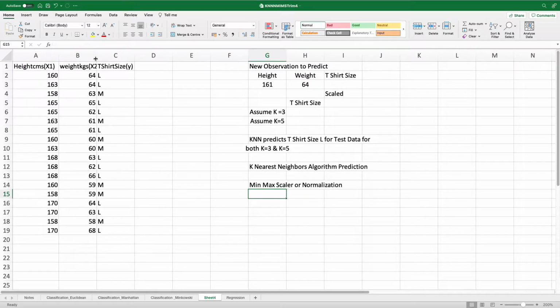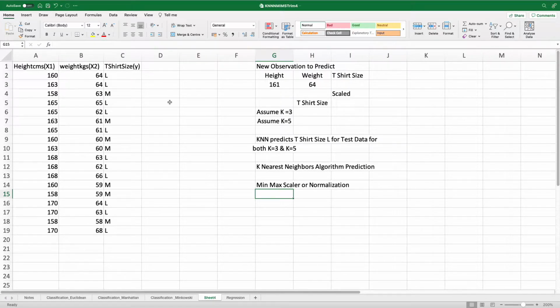So again, we have to predict the t-shirt size of the person based on the height and weight of the person. So I will randomly change. I will make it 158 height and let us say 61 weight. Okay. So all of you got the data in this format?